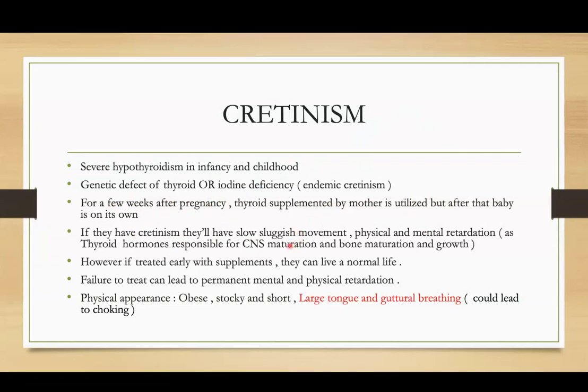You're gonna have slow, sluggish movement, right? Just think of the symptoms of hypothyroidism. Slow, sluggish movement, physical and mental retardation. Can you tell me why? It has to do with the two B's. Brain maturation was one of the B's. If you don't have thyroid hormones, you're not gonna have brain maturation, so you're gonna be mentally retarded. The other B was bone growth and maturation. If you don't have bone growth and maturation, you're going to have physical retardation. You're going to be short, right? So those two things are evident in cretinism.